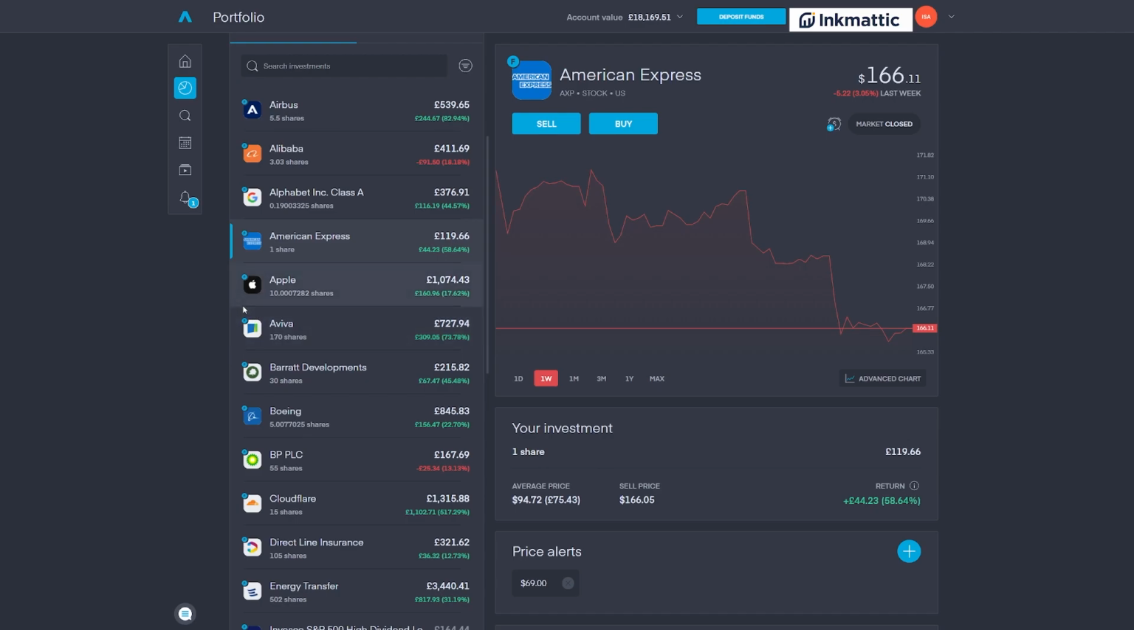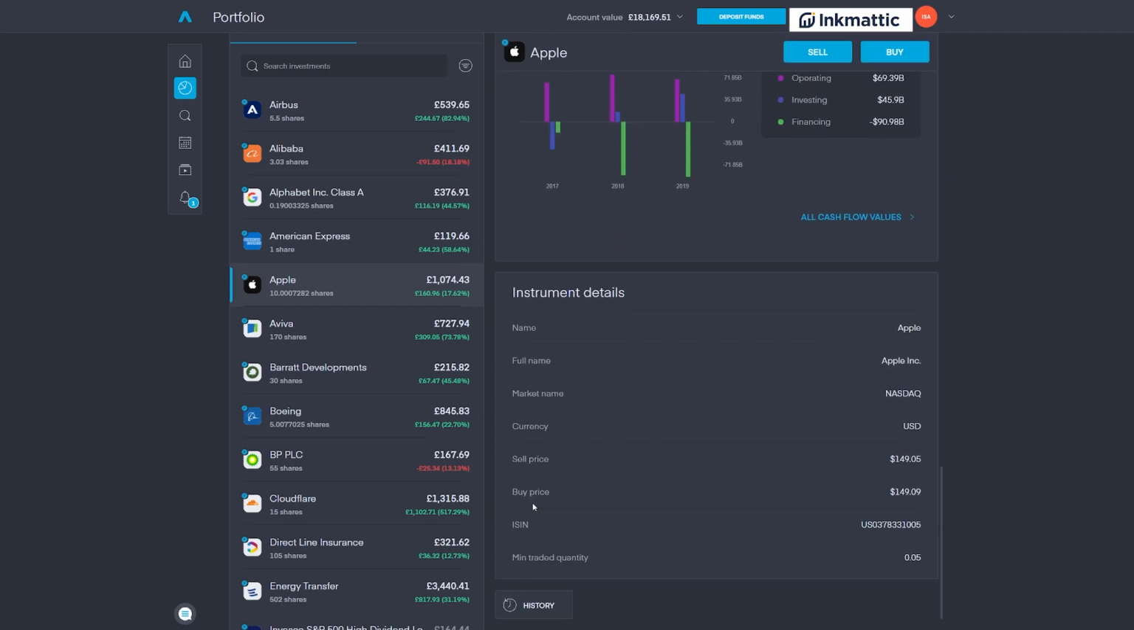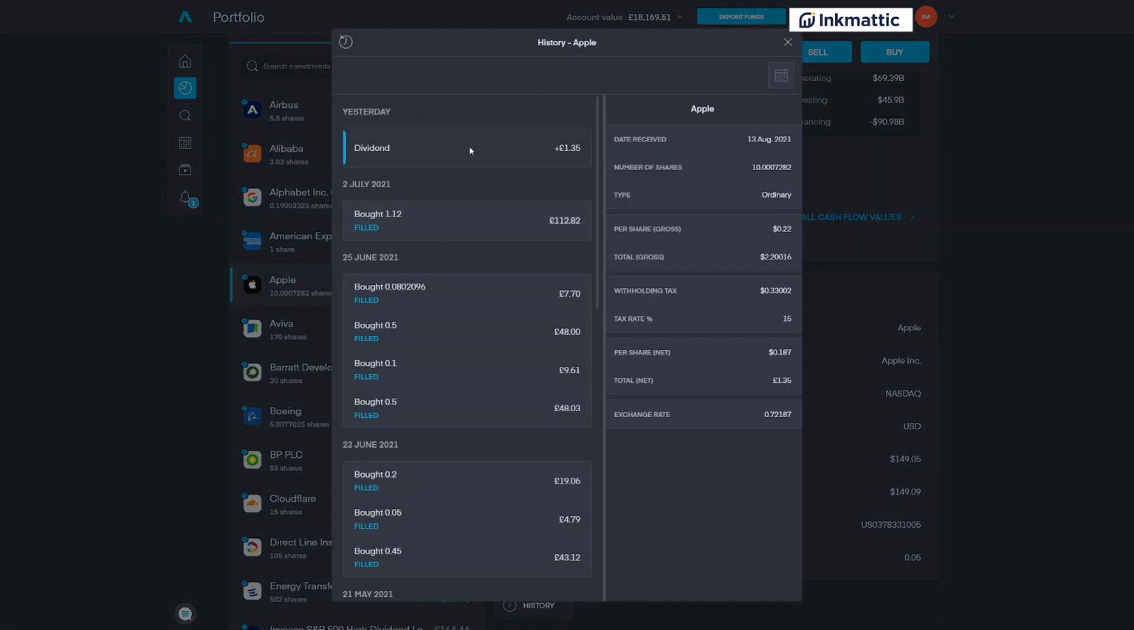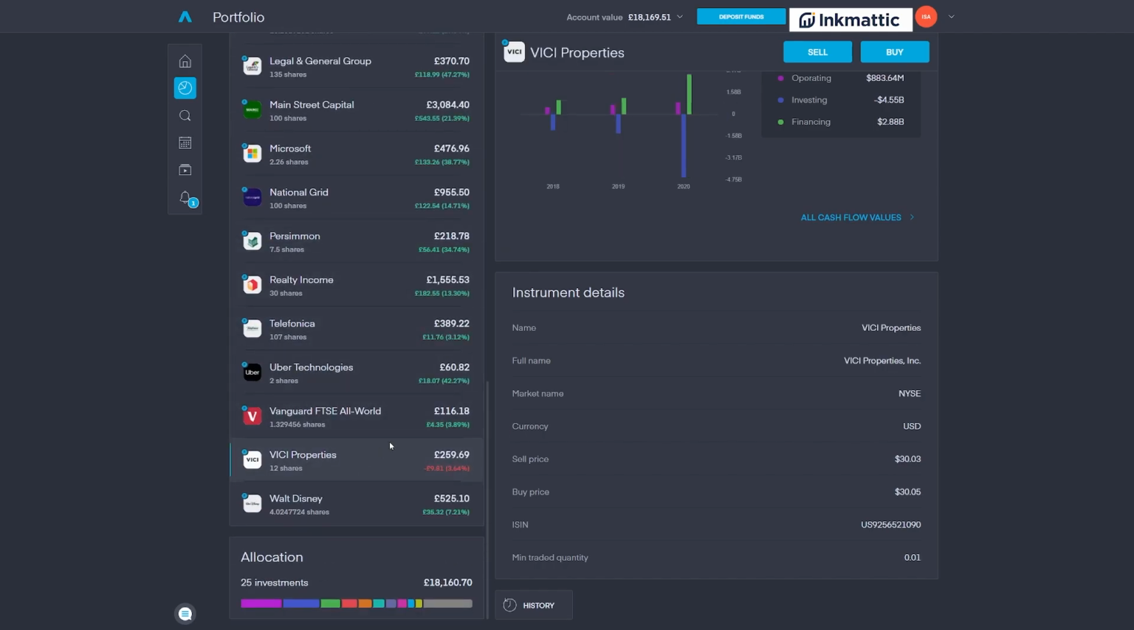The other dividend that I did receive this week was from Apple, and they paid me a whopping £1.35. With Apple, they did pay 22 cents per share, which worked out net 18.7 cents. So, you know, every little helps, right? So these are the 2 dividends that I did receive this week, and I did purchase 2 additional shares, like I said, from VICI Properties.